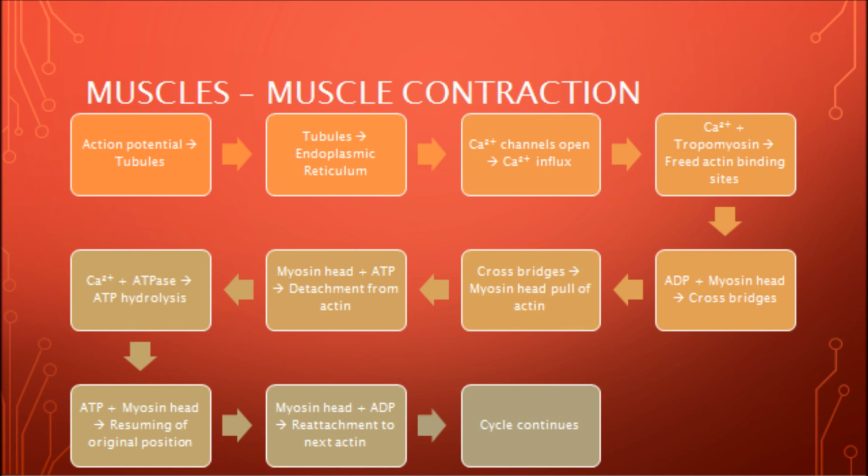The calcium ions stimulate ATPase to hydrolyze the ATP, forming a molecule of ADP and one of inorganic phosphate. The energy released causes the myosin head to resume its original position. The ADP molecule means that the myosin head reattaches to the next actin molecule to continue the cycle.